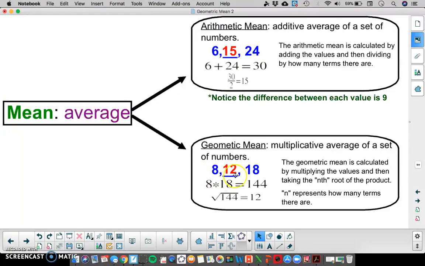However, in this geometric sequence, we don't have that additive relationship. If I add 4 to 8 to get 12, that's 4. But if I add 4 to 12, I don't get 18. Instead, it's a relationship of ratios. Notice that I could multiply 1.5 times 8 to get to 12, and multiply 12 times 1.5 to get 18. So the ratio between each value is the same for geometric mean. Here, the ratio is 1.5.